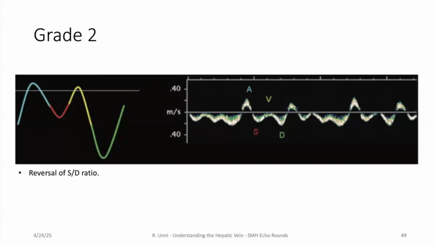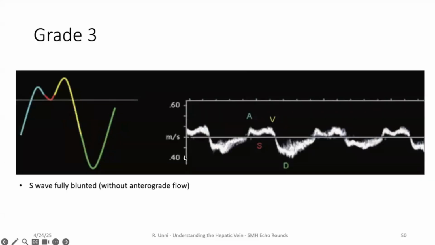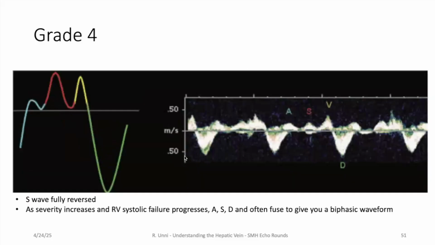And that drop in pressure from the TAPSE is counteracted by this regurgitation jet. And so you start to get this reversal of the S and D ratio. As your TR gets worse, you can actually get full blunting without anterograde flow. So that's described as grade 3. And as you get to even more severe TR, you get this full reversal of your S wave.